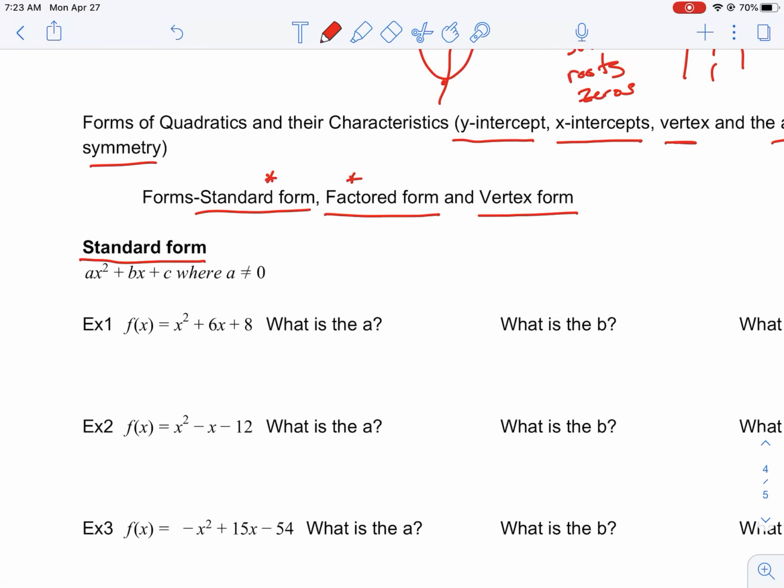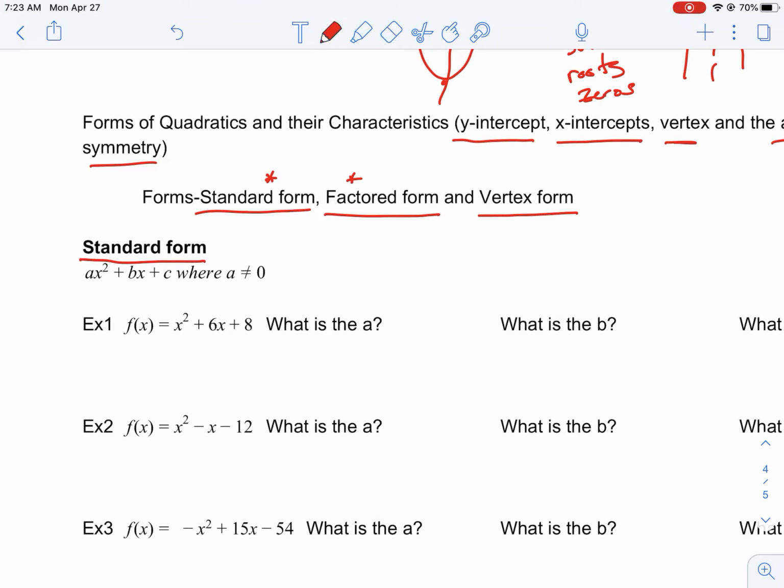That is ax squared plus bx plus c, where a is not equal to 0. What they're saying is there's a number multiplied by the x squared, there's a number multiplied by the x, and then there's the number being added or subtracted at the end. A cannot equal 0 because if a is 0, 0 times x squared would cancel that out, and we wouldn't have an x squared. And to be quadratic, there needs to be an x squared.